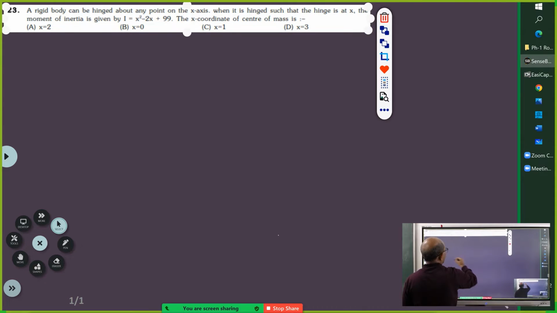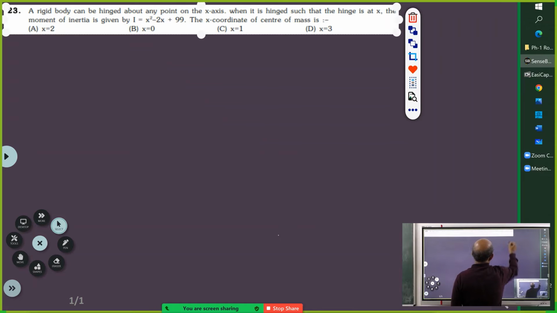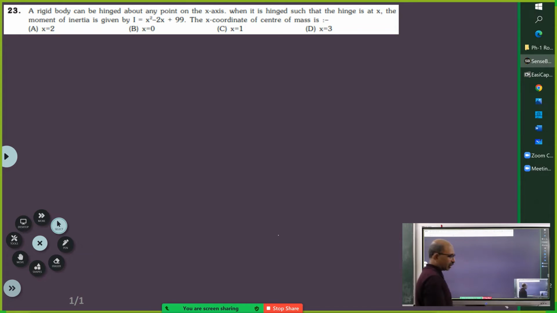Anyways, God save you. I hope all of you can see this problem. Right, please solve this problem. This is problem number 23. Study this problem carefully and do this. Try to understand, make some drawing. Take your time.